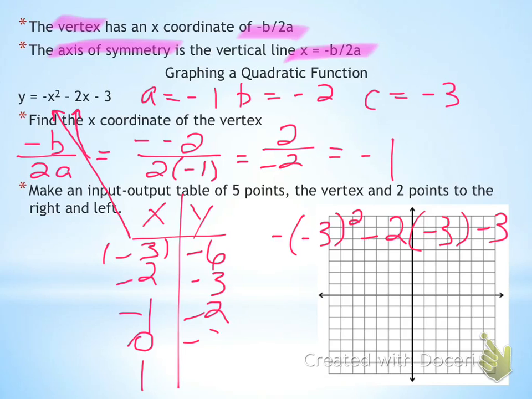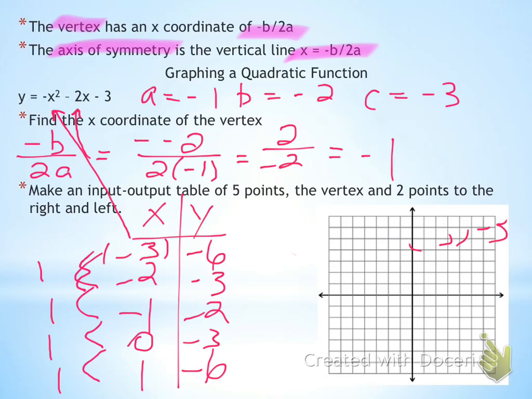-2, -3, and -6. My input-output table is only symmetric when the distance between my x's is the same. The difference between these is 1, the difference in these is 1, and so on. If the difference between my x values is all the same, then I'll have a symmetrical graph. If it's not, though, then it won't work out. So I'm going to erase that real quick.